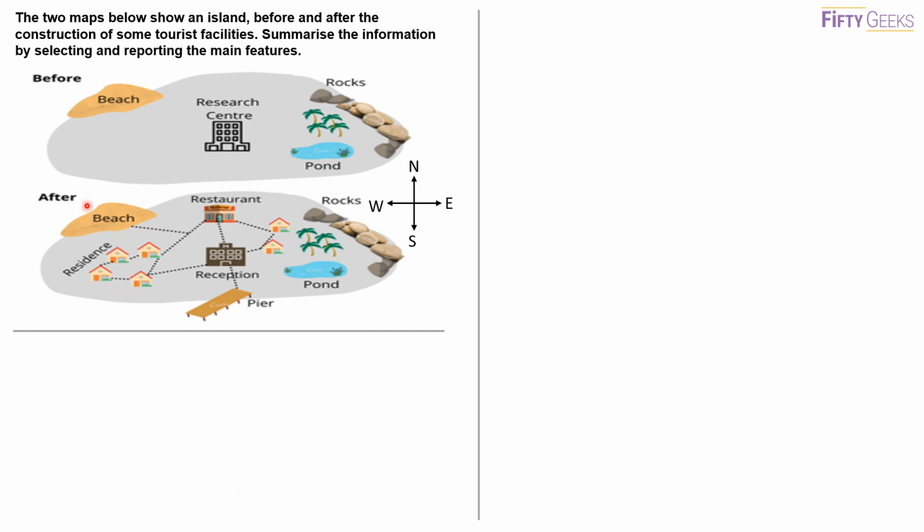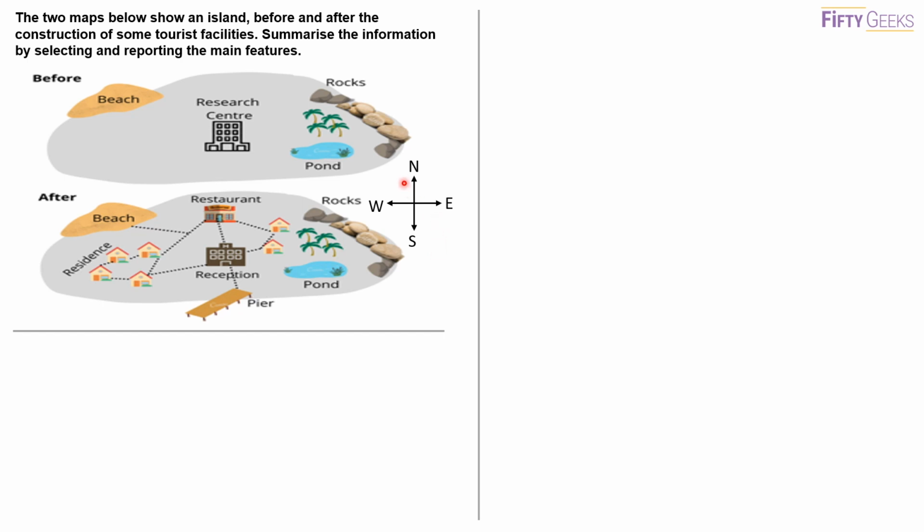Here, the first map shows the island before any changes, and the second map shows the changes on the island after the construction of many tourist facilities. To answer this type of question, the most important thing is to understand the directions because we have to represent all important information by giving a reference with the direction. Let's understand the directions first.